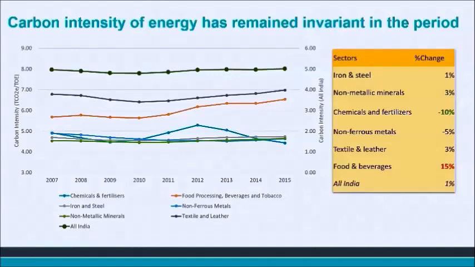When looking at the carbon intensity, which has been expressed as tons of CO2 per TOE, the overall industrial level has remained invariant, which roughly amounts to a 1% increase over the time period. At a subsectoral level, we saw two sectors standing out. Chemicals decreased at a rate of 10%, and the reason we found is the increasing share of natural gas in the sector's energy mix. Whereas for the food and beverage sector, the increase in carbon intensity is primarily because there is more reliance on coal as a principal source of energy.